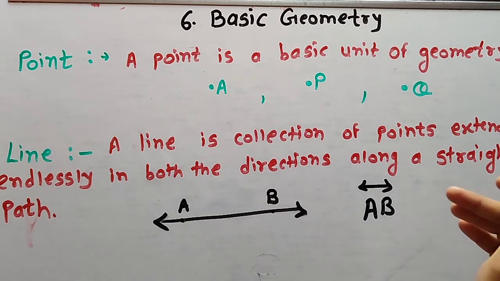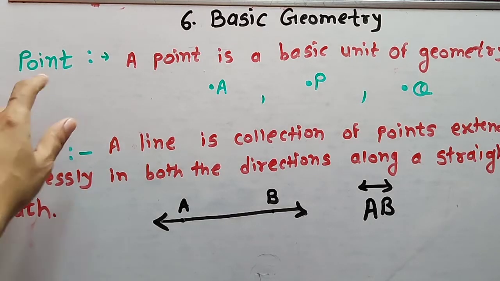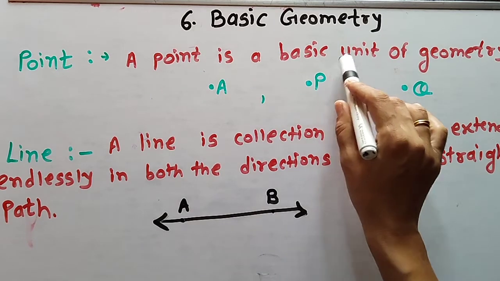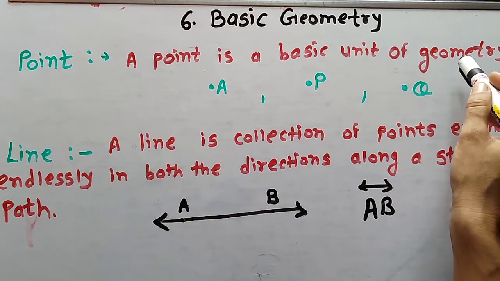Today we will start chapter number 6, that is basic geometry. Okay, so before starting this chapter we see some basic terms. First is a point. The point is a basic unit of geometry.